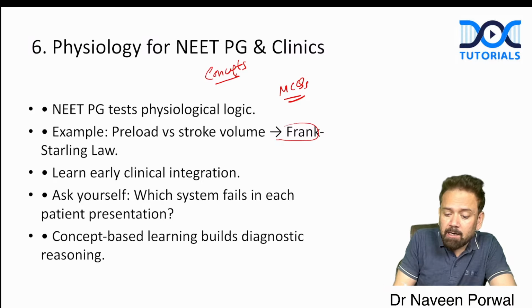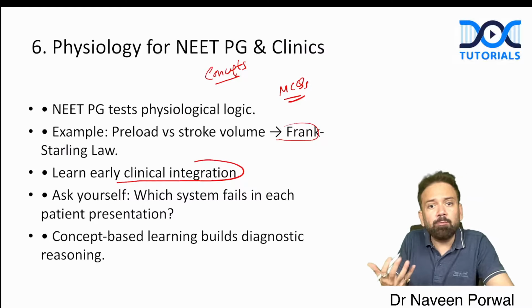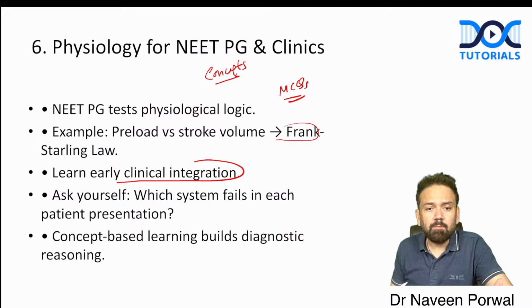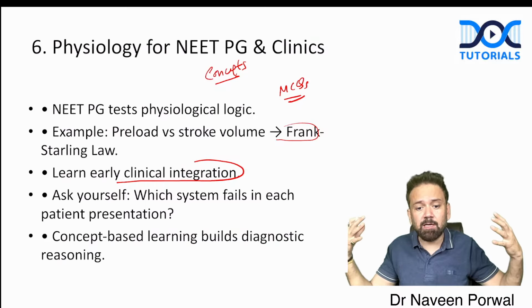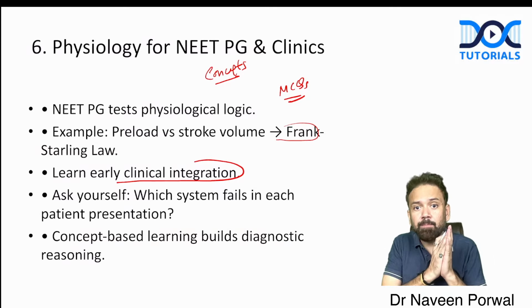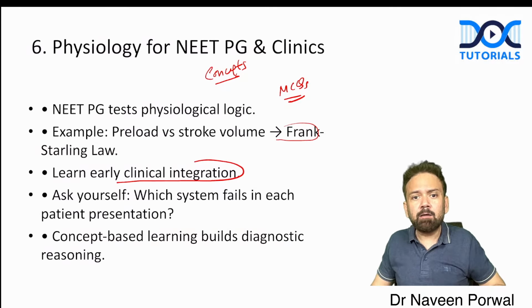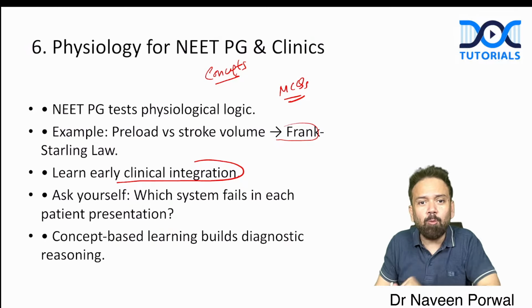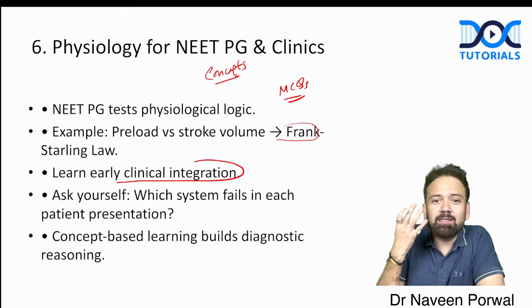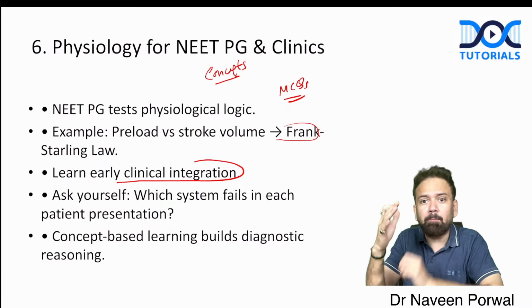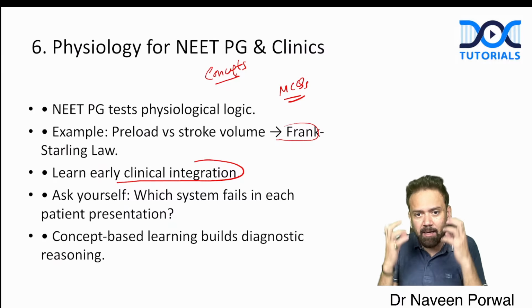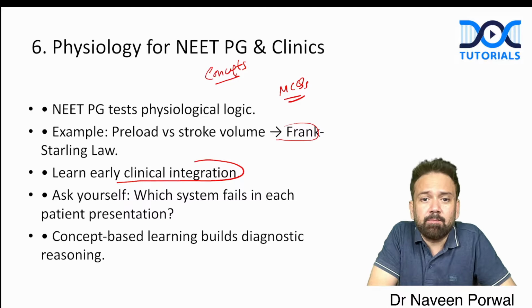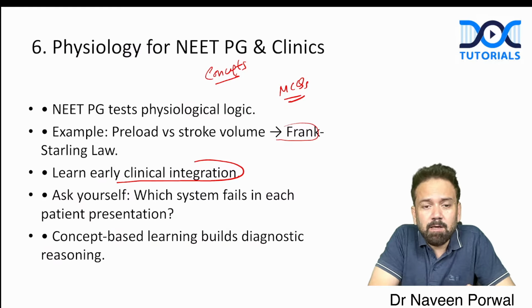Number two, learn early clinical integration. Try to ask yourself, for example, if you are measuring BP, what is blood pressure? It is the lateral pressure exerted by a column of blood on the wall of an artery. Now it should come to your mind that I am standing, my blood is going to the legs, why don't I have syncope? What is the mechanism? Baroreceptor. And then you should study that in the baroreceptor, there are the carotid sinus and the aortic sinus. So try to analyze everything, and you start enjoying it like anything, as if you are watching some series. It is so interesting, I'm telling you.